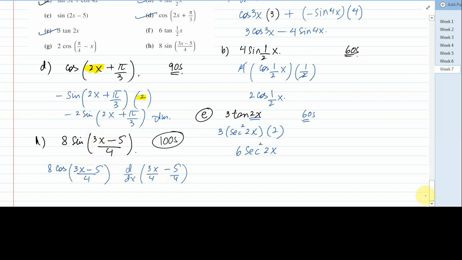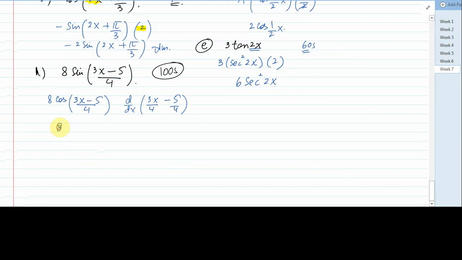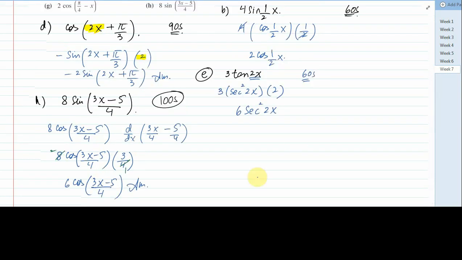So now it will be 8 cos of (3x minus 5) over 4, and d by dx of 3 over 4 x will be 3 over 4. Now we can simplify it. 4 1s are 4, 4 2s are 8, so 3 2s are 6 cos of (3x minus 5) divided by 4. That is your answer. Alright, so moving on to the next one.